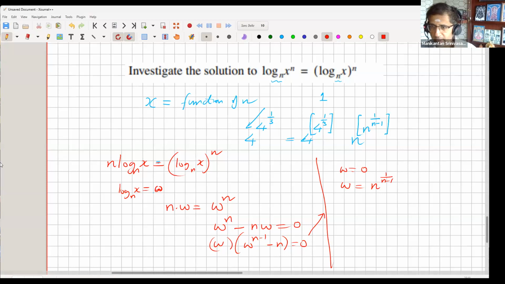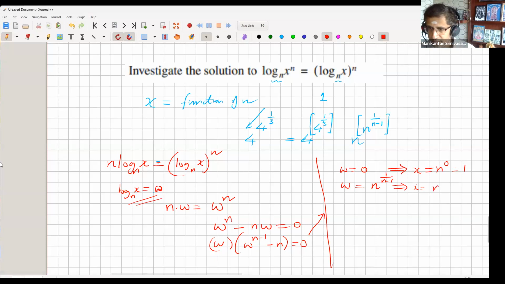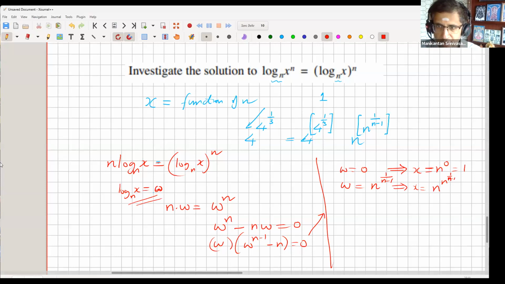From here. And therefore, this would imply that my x is what? n power w. So it's n power 0, which is 1. Or my x is n power w, which is n power 1 by n minus 1. Right? Which was what our intuitive answer was. Okay, all right.